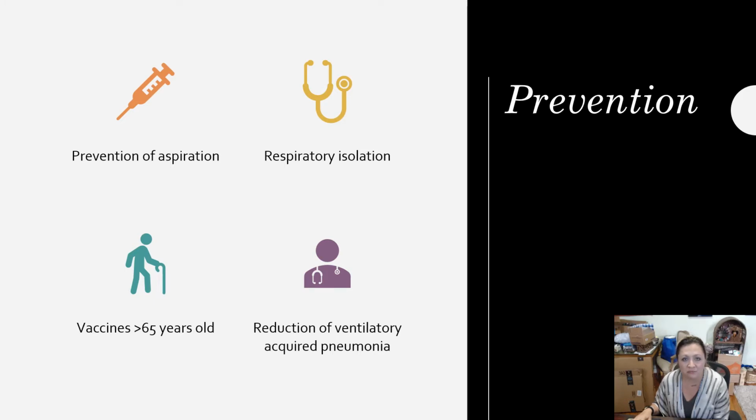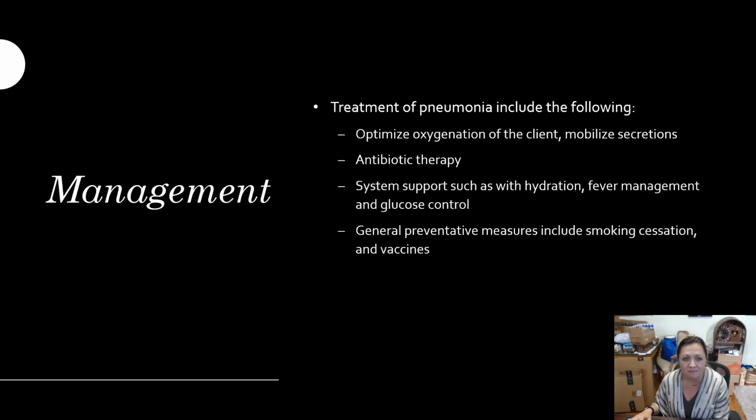Prevention measures include the prevention of aspiration, respiratory isolation of immunocompromised individuals, and vaccinations for those who are 65 years or older. Additional prevention measures include adequate oral hygiene and other endotracheal interventions for those patients who are already intubated.